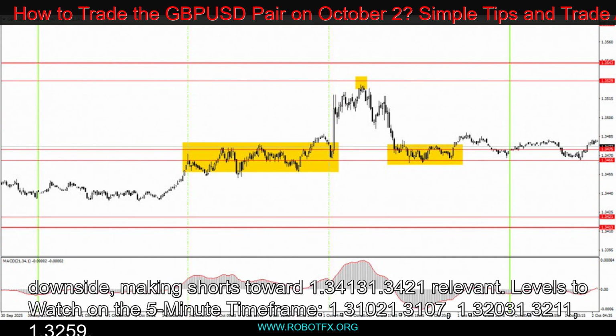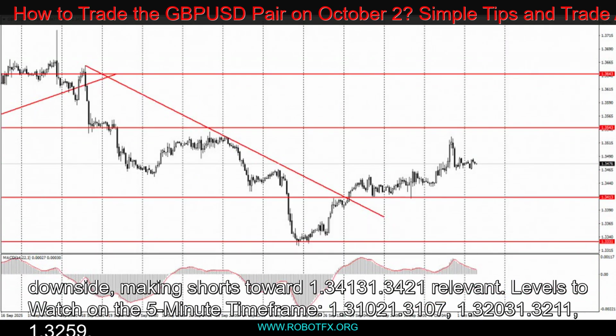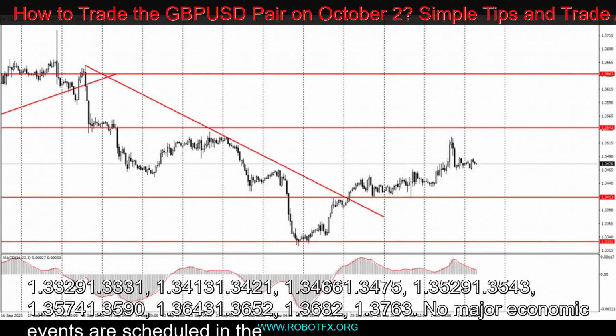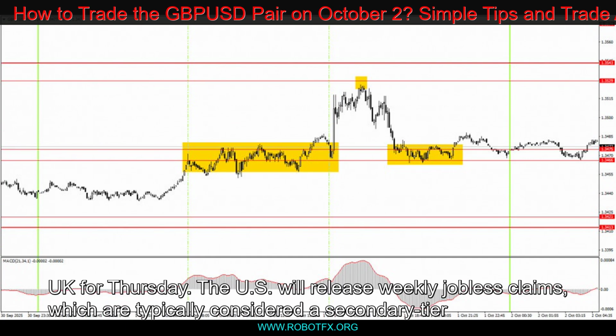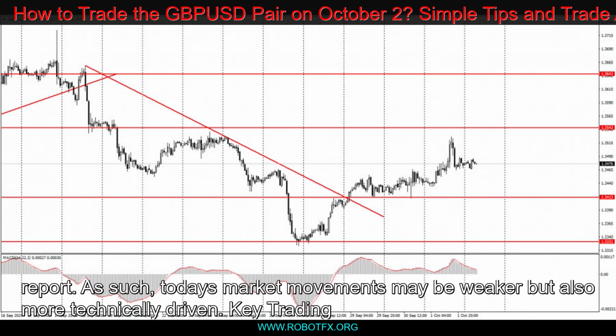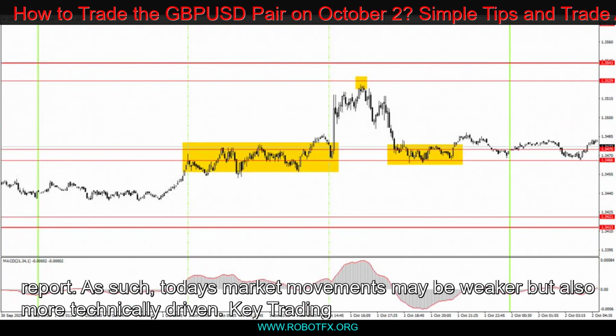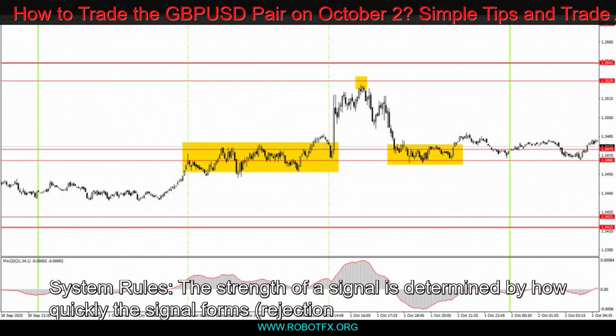No major economic events are scheduled in the UK for Thursday. The US will release weekly jobless claims, which are typically considered a secondary-tier report. As such, today's market movements may be weaker, but also more technically driven. Key trading system rules: the strength of a signal is determined by how quickly the signal forms rejection or breakout of a level. The shorter the time, the stronger the signal.